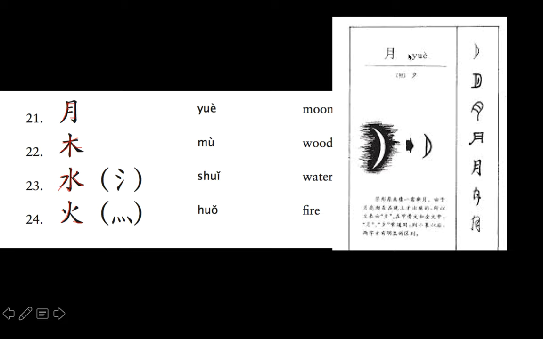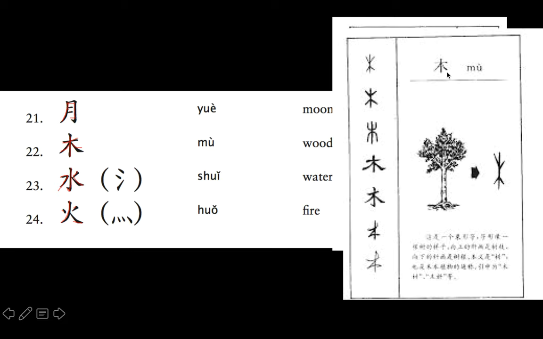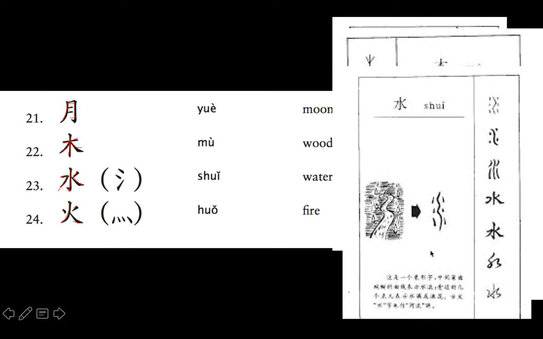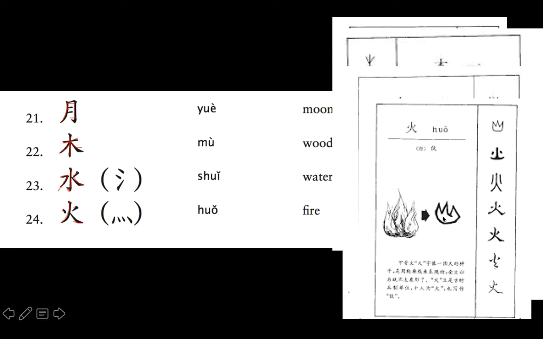Alright, let's see the story behind the character. Yue, traditional script, and then gradually changed to this one. Mu. Mu, it's woods, in the forest. And now it's also woods, but using the basic strokes. Shui, see, these are the tracks of the water, right? But now I change it into this one. And huo, just like the fire, right? Now it's changing into this one.